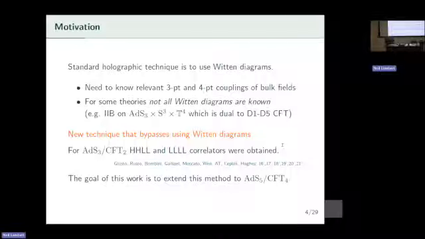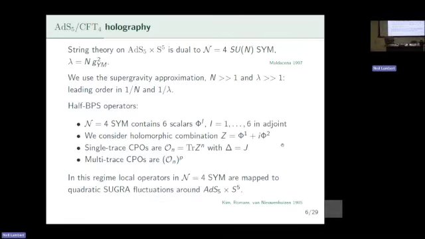The goal of my talk today is to take a step further and extend this technique to the case of higher-dimensional holography, which is the AdS5/CFT4 correspondence. So I'll be focusing on the most well-studied example of holographic duality, which is string theory on AdS5 cross S5, which is dual to N equals 4 super Yang-Mills in 4 dimensions.